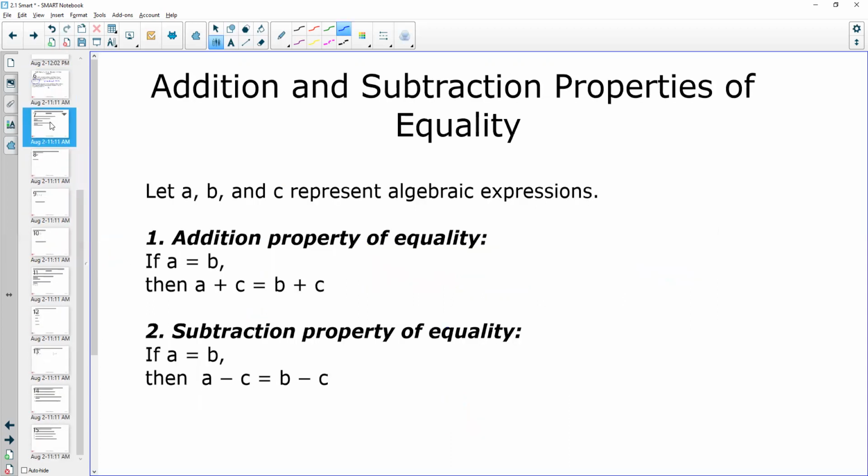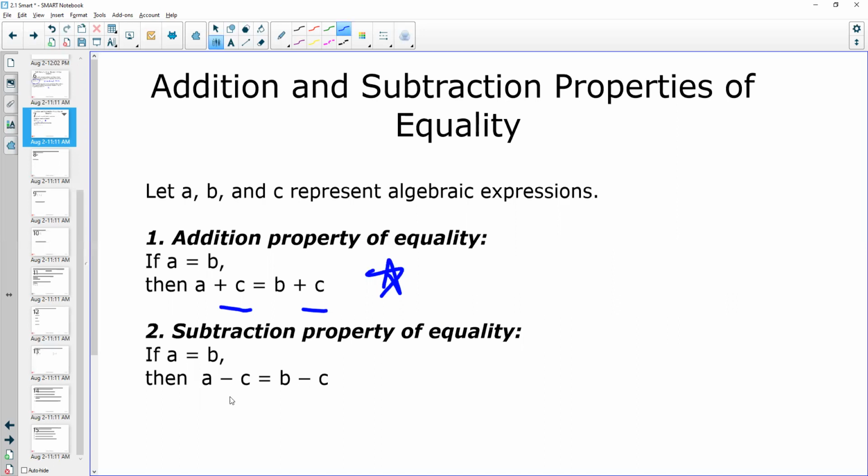There are 4 properties in here that we're going to use to help us solve equations. They are the addition property of equality, the subtraction property of equality, and then there's multiplication and division down the line. What they each basically say, if we look at addition, for example, is that when I do one thing to one side of the equation, if I do the same thing to the other, the equation is still equal. So if I have A equals B and I add C to both sides, if you think of it on a balance scale, I add the same amount to both sides and the scale is still balanced.